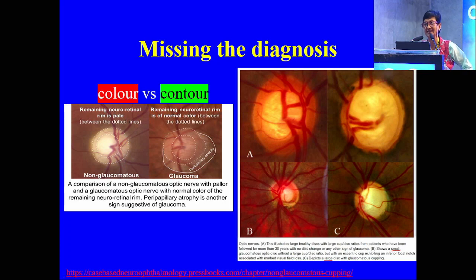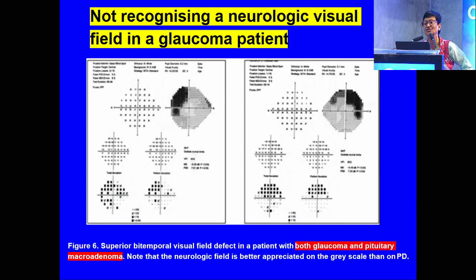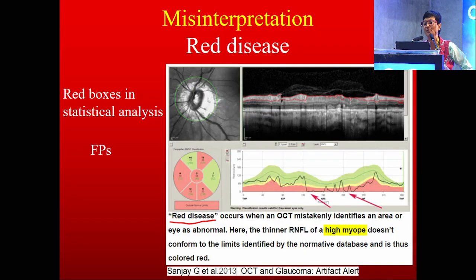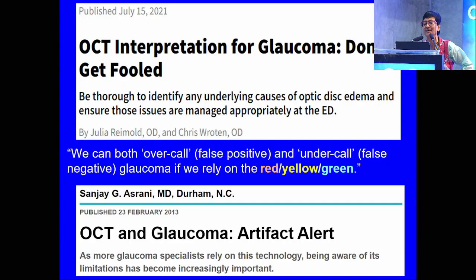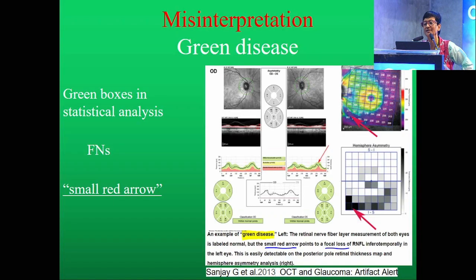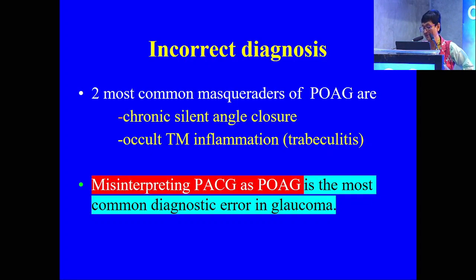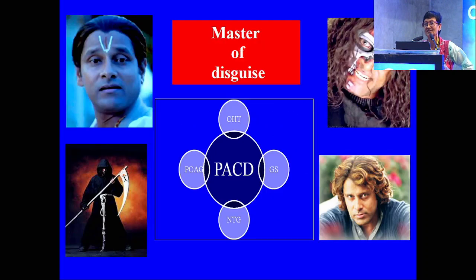And we miss the difference between the color and contour also. And we forget to recognize the neurological fields in a case of glaucoma. And Dr. Gred sir was talking about red disease and green disease. So because if we go by color only, we will be in the soup. So we should never get fooled. Sometimes we misinterpret open angle closure as open angle glaucoma. So we forget that there is a master of disguise.